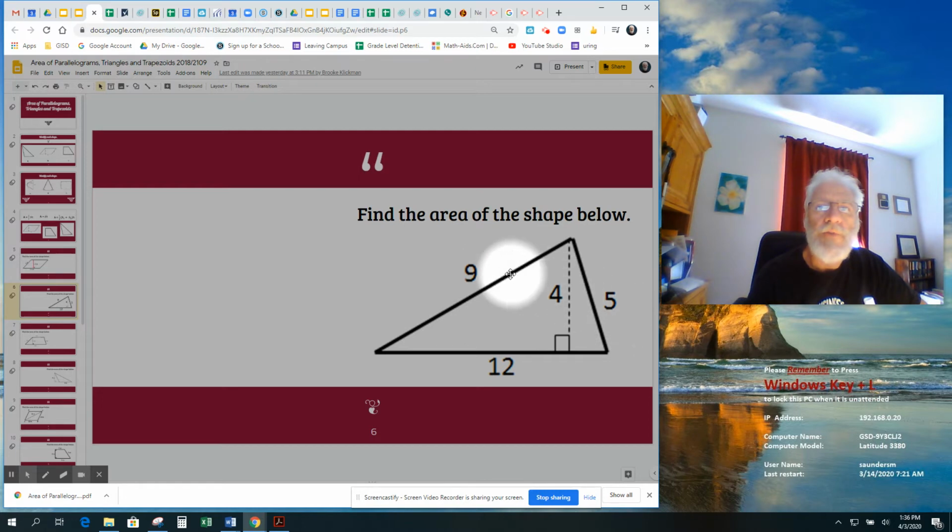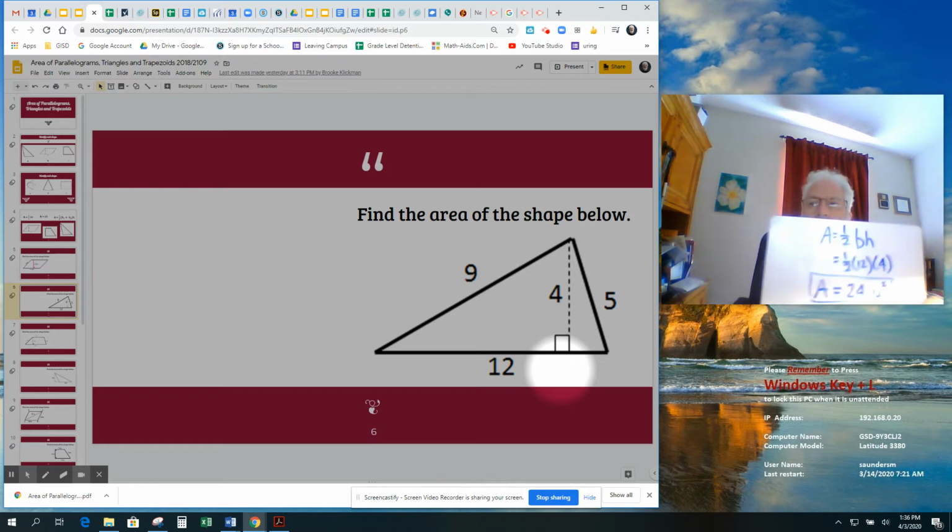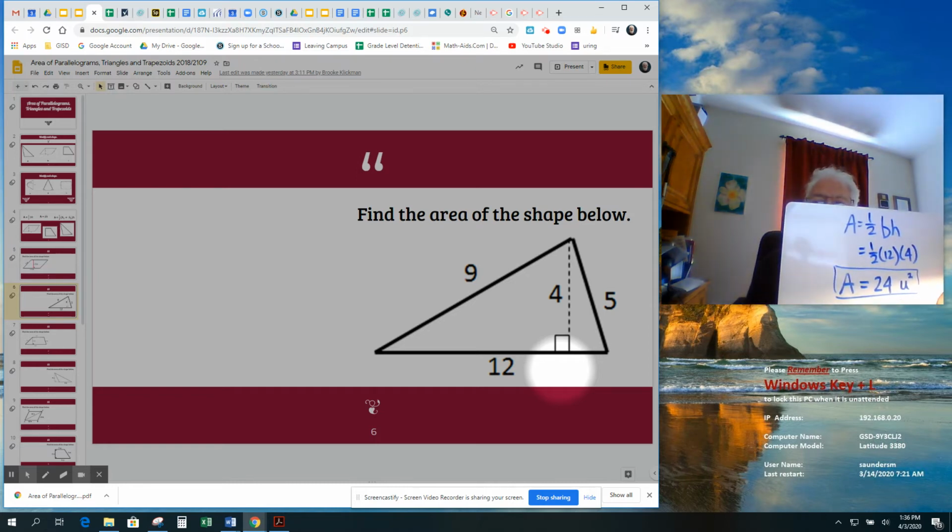You can't just leave them off. We have to say, we don't know what the units are, but to make sure that you indicate that the area is a square unit. So we're just going to say U for units and put a square next to it. Units squared, or units to the power of 2. A equals 24 square units.